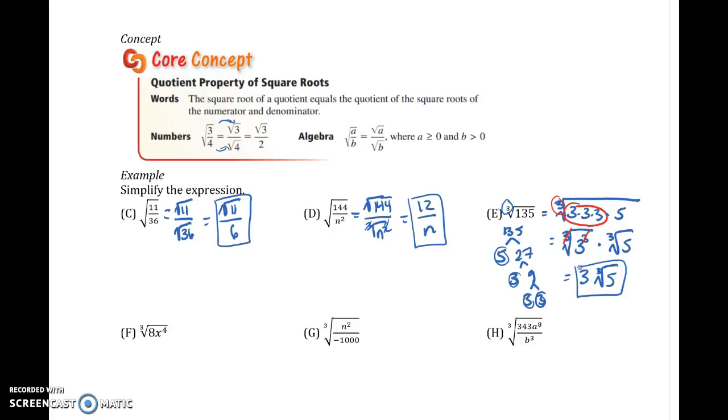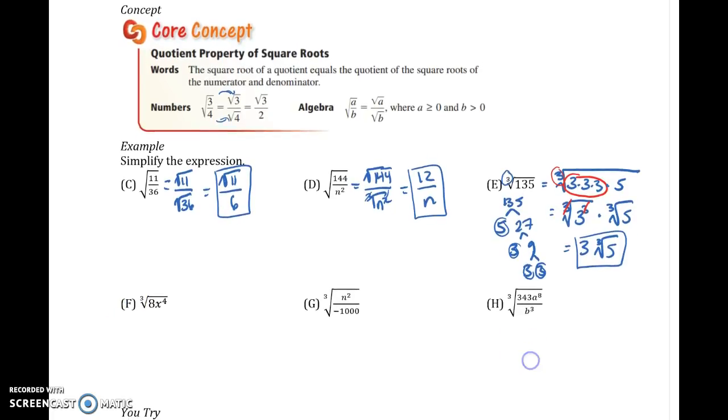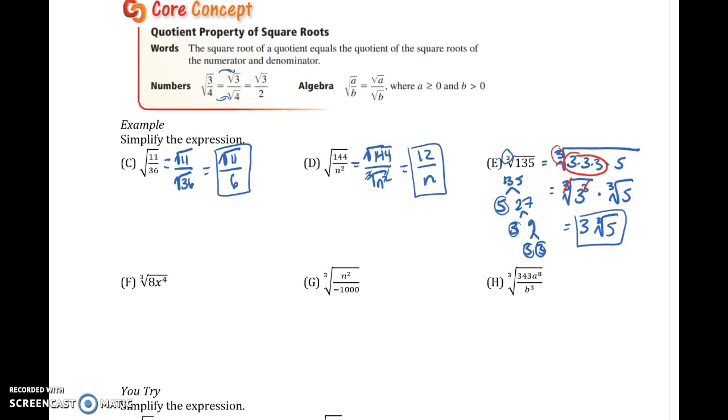Okay? I'm going to skip F, and let's look at H. So how do we deal with something like this with this larger fraction? Same thing as before, right? It's a cubic root, but we know we can basically break up that radical sign, give it to the top, give it to the bottom, and then simplify those separately.